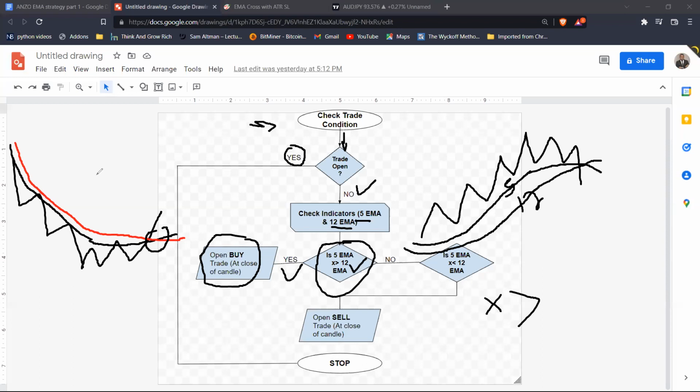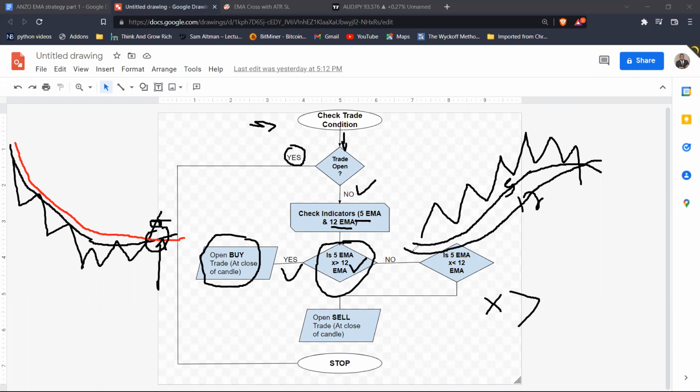Now, automation is not as complicated as it might seem if you just understand how to explain what you're trying to do. At this point here, where they are crossing over, the answer to this question, if the 5-period moving average is crossing above the 12, would be yes, and then it will execute a buy at the close of the candle. At the close of the candle where that occurs, let's say this is where the close of the candle is, that is where it will execute the buy, right?